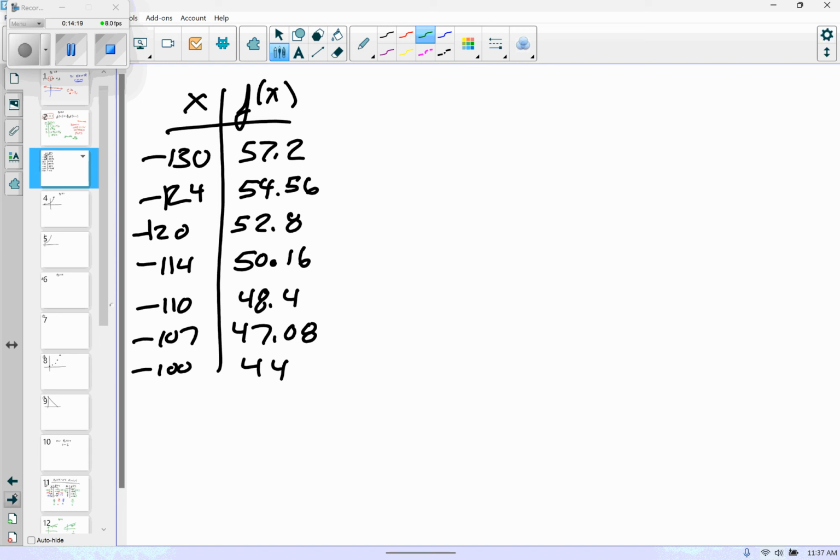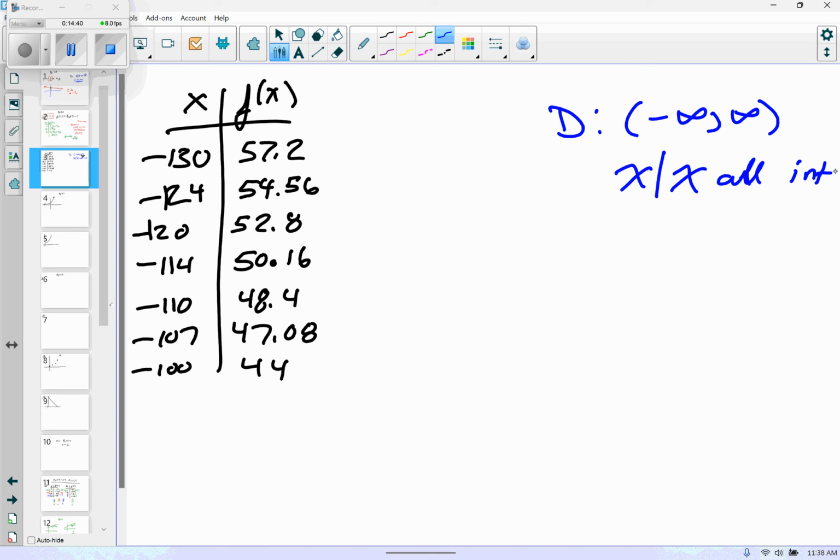Okay, this is on page 120 at the bottom. The domain of this is negative and positive numbers, so I could say negative to positive infinity. I could say x such that x is all real or all integers. I think that's what we said. Nope, we actually said it's Z.